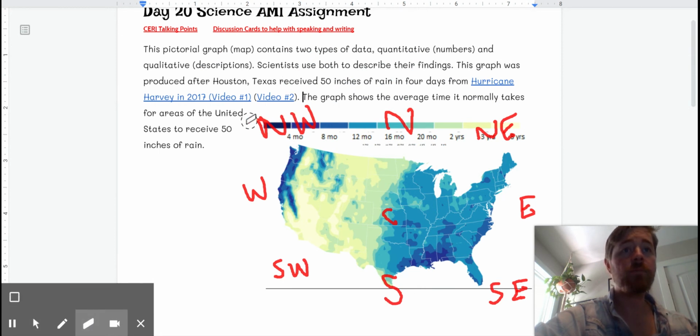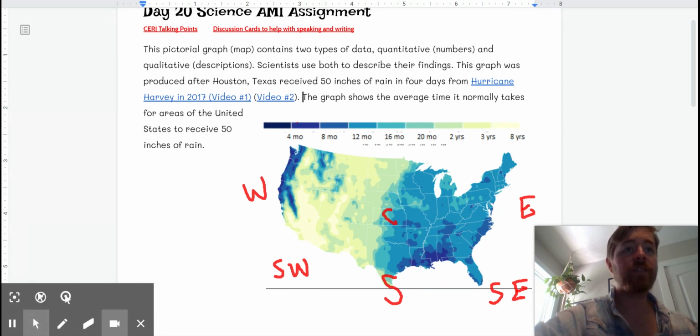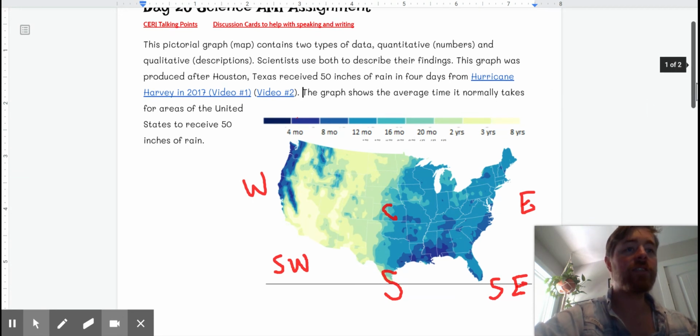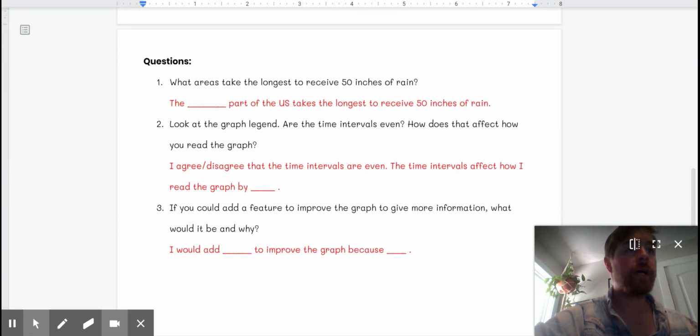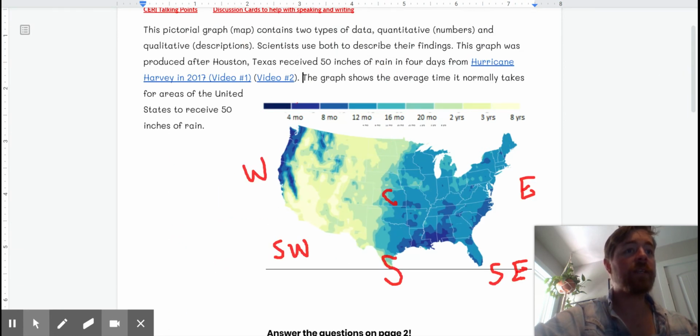Okay, so let me get rid of this for a second so we can take a look at our key, our legend. So what it's asking us is, as we go across this key, are the time intervals the same? Are they consistent? Are they even or equal? Does it go up by the same amount each time? Okay. How does that affect how you read the graph? So if they're even or not even, how does that inform us in how we use this key to look at how long it takes for different areas to reach 50 inches of rain?